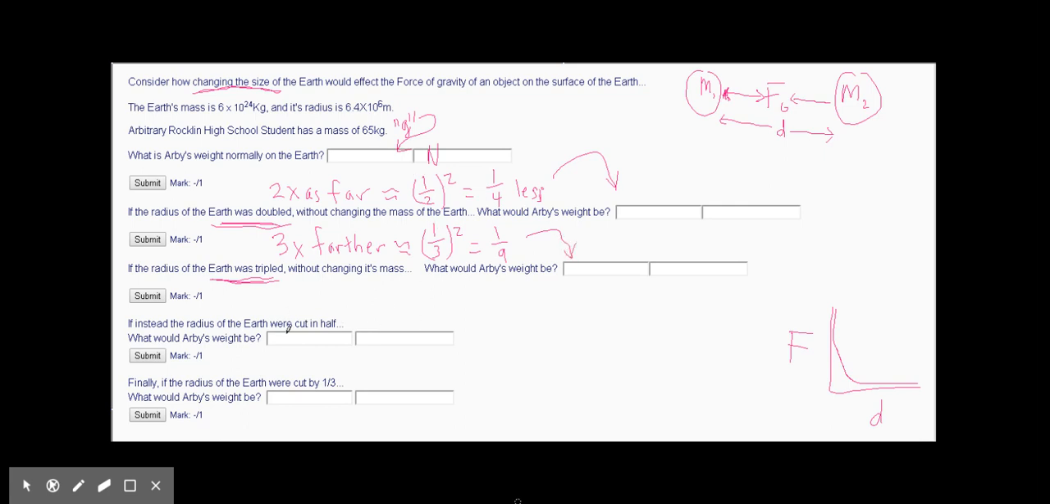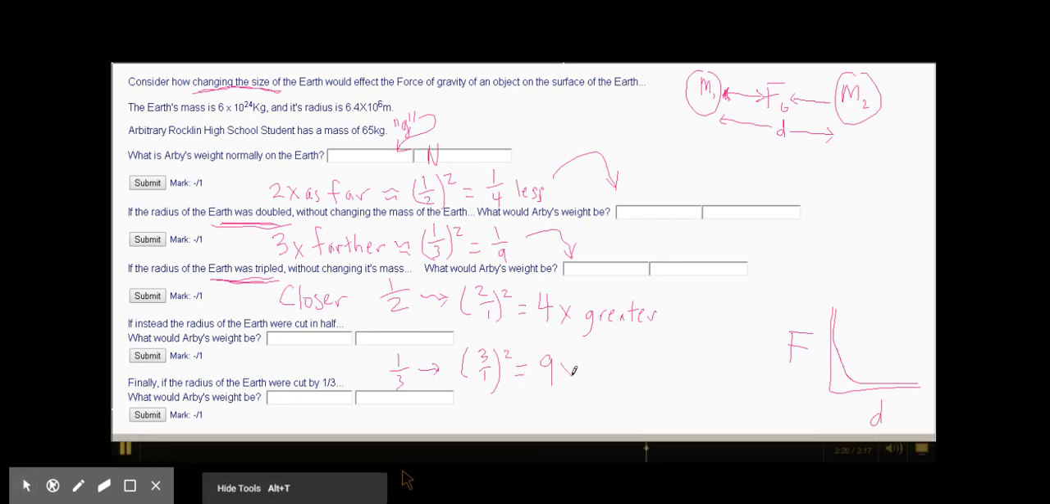And then now we're going to go the other direction. We're actually going to get closer. So when we get closer, the gravity is going to grow. It's going to be more. So the radius is cut in half. So we're half the distance. And so the inverse of that is 2/1, which is squared. And so it's 4 times greater. And then, of course, we follow the pattern. 1/3 inverse squared is 3/1 squared, and so that's 9 times greater.